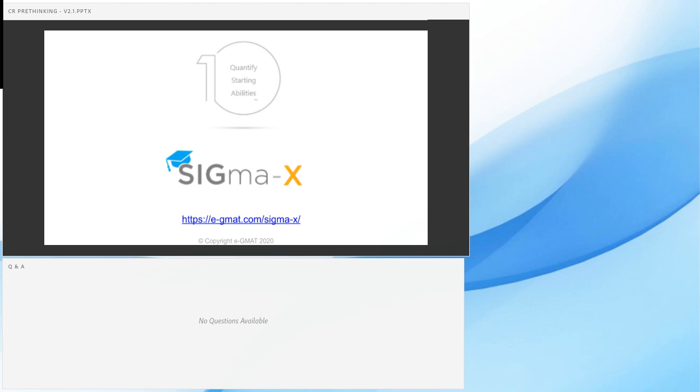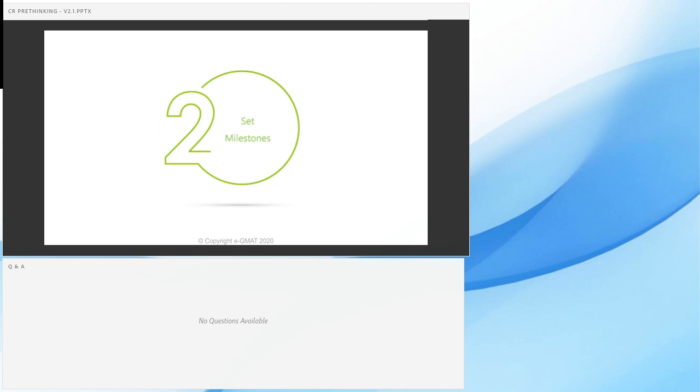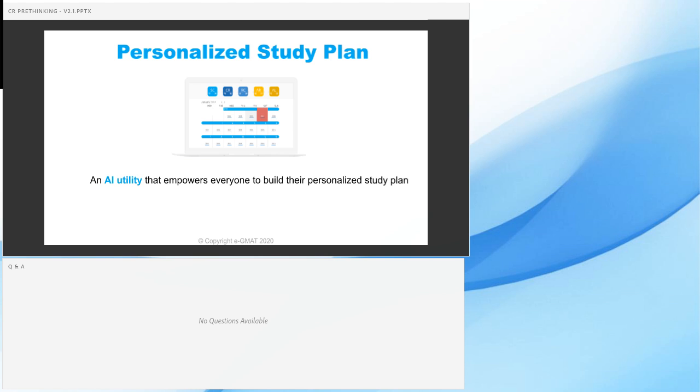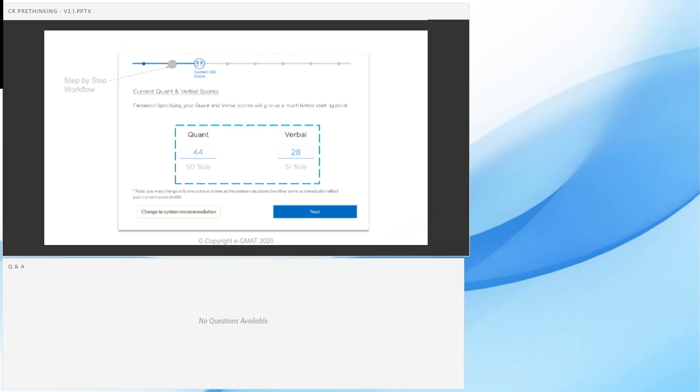So how do you get your starting abilities? This is quantifying starting abilities. You take a Sigma X mock, and when you do that, you get your starting abilities. And now, how do you set your milestones? You put that in what we call a PSP, or a personalized study planner, which is an AI-driven utility that understands the GMAT and allows you to build your study plan. So let's see how we do this.